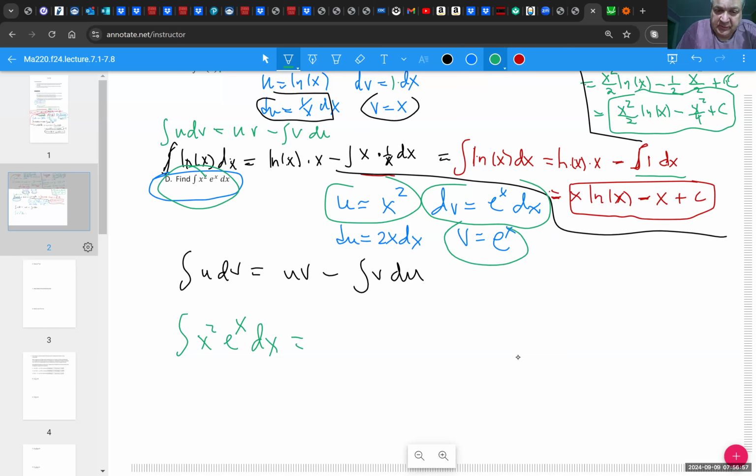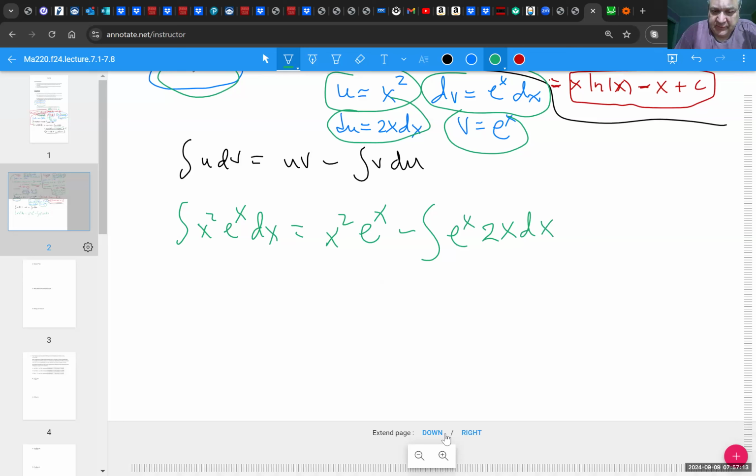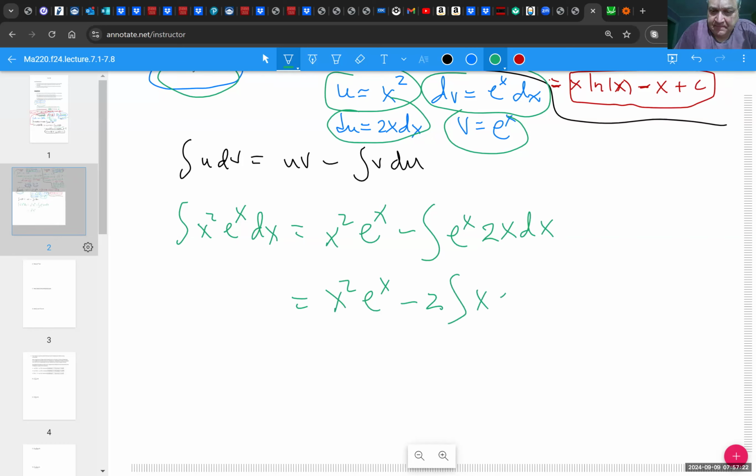Here's the v, so I have to do u times v. So x squared times e to the x is u times v. And minus integral of v du. There's the v, there's the du. So e to the x times 2x dx. So let me just clean that up a little bit. I'm going to move the 2 on the outside. And so I get x squared e to the x minus 2 integral, and I'll put the x in front just because that's tradition in mathematics to put the x in front of the transcendental function. So that's my new integral.